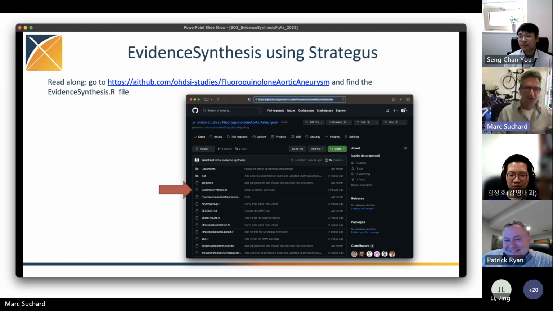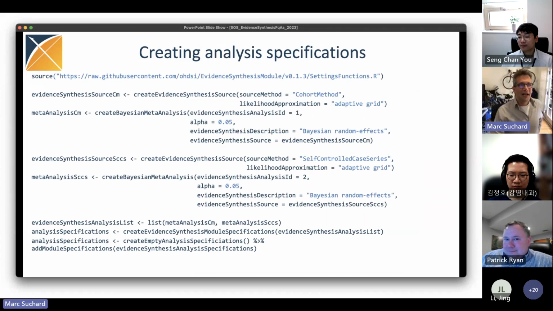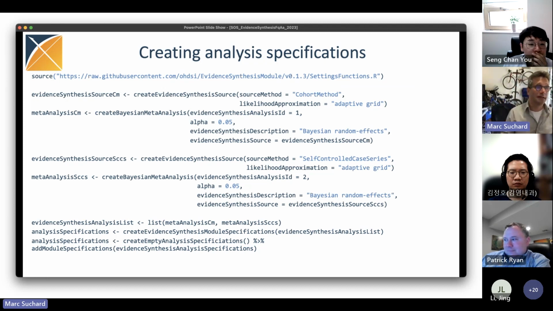In order to do this, I added an R file, which is going to be the material that we're going over, with a little arrow towards it, called evidence synthesis, if you want to play along. And of course, there's a link up here to the fluoroquinolone study. So we'll first talk about how we need to create our analysis specification. Like we did for creating the JSON for the execution part of the study, there are a number of helper functions available in the evidence synthesis module. So if you just source those helper files, they'll be available for you.